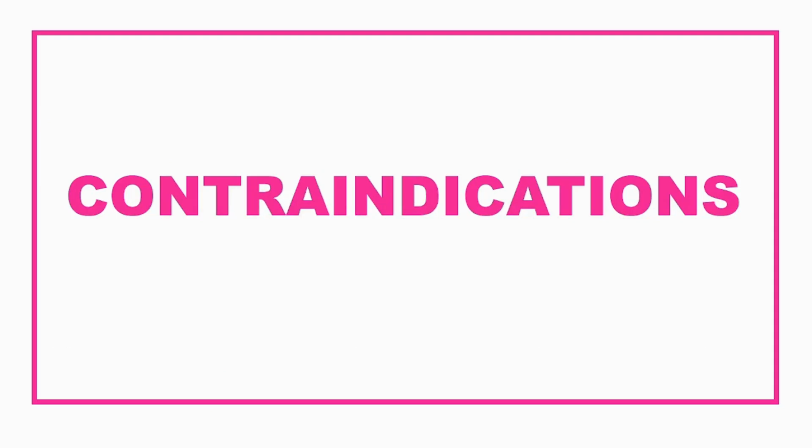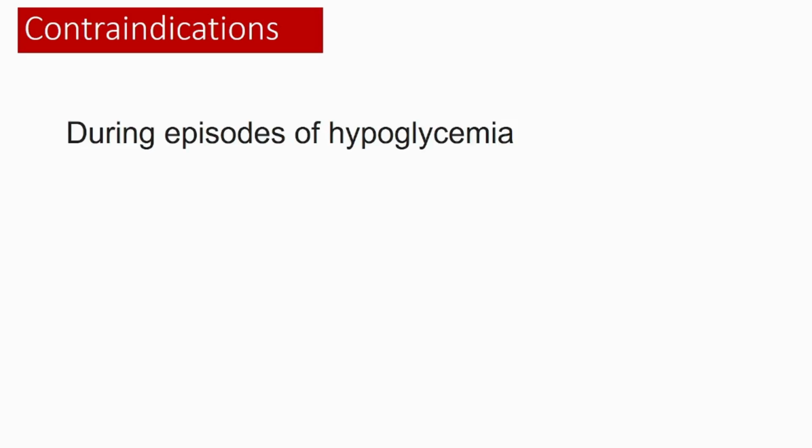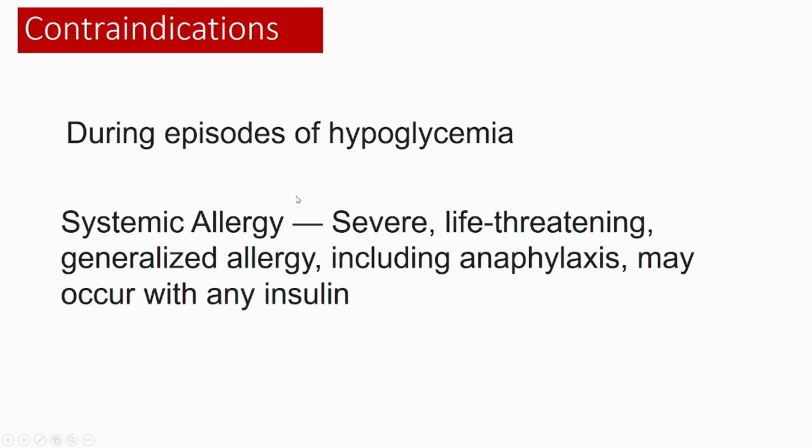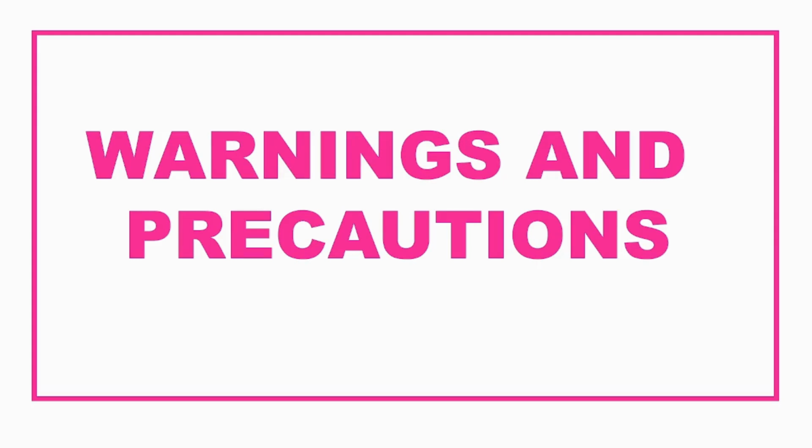So who should not take insulin? Contraindication means during episodes of hypoglycemia, you should not take insulin. If someone is currently experiencing hypoglycemia, that's not a time to take insulin. Also, in systemic allergies, if someone has experienced an anaphylactic type of allergic reaction with insulin, they should avoid taking insulin. Next, warnings and precautions.